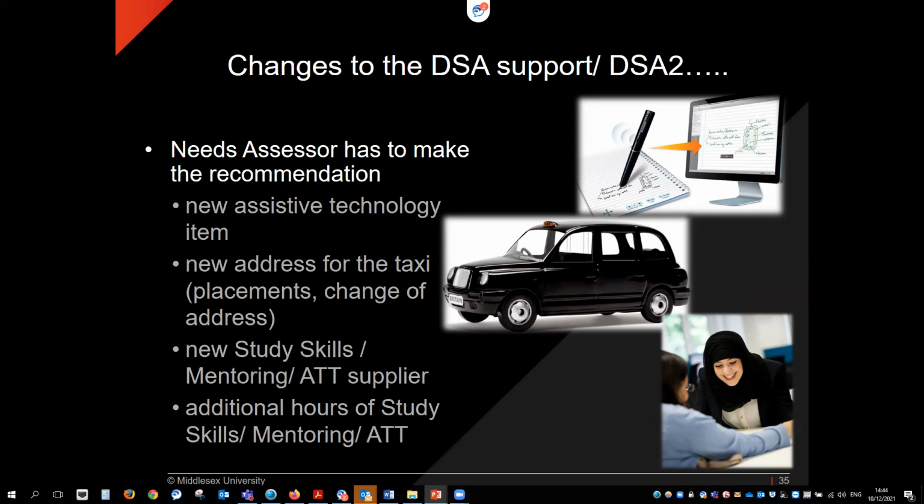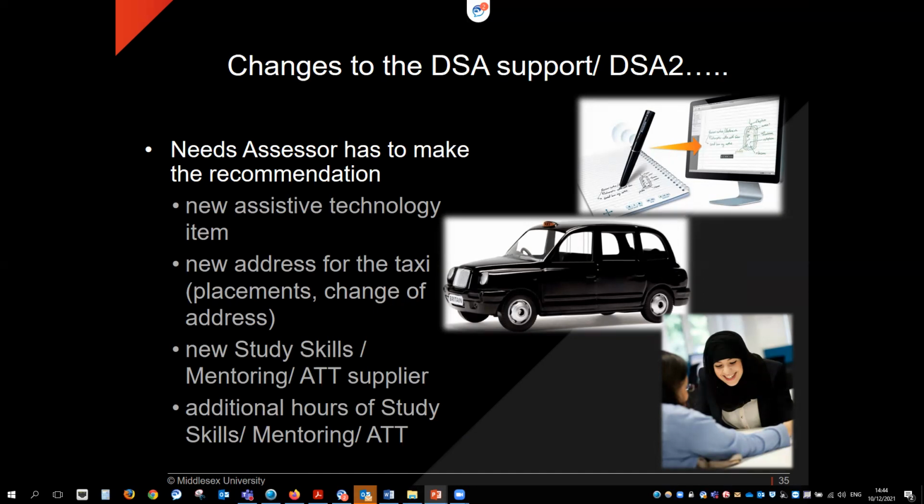Or some students who are eligible for taxi, for example, may need a new drop-off or pick-up point, if they've changed addresses, or maybe if they're on a different placement. They need to tell the assessment center or their assessor, because we need to obtain quotes for that new taxi journey and get this approved through the DSA. Again, a new DSA letter will be sent to the student. So all of this can take time. So we advise students to let us know as soon as they know of a change to their DSA package.